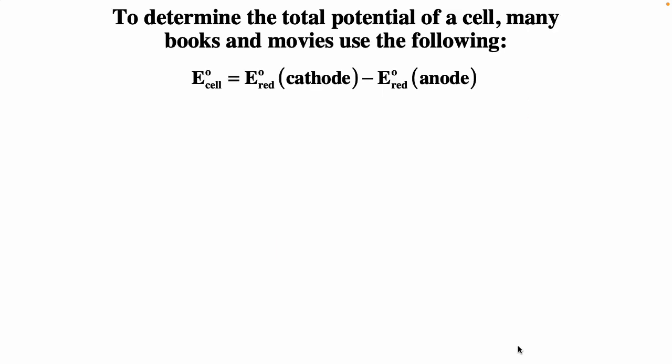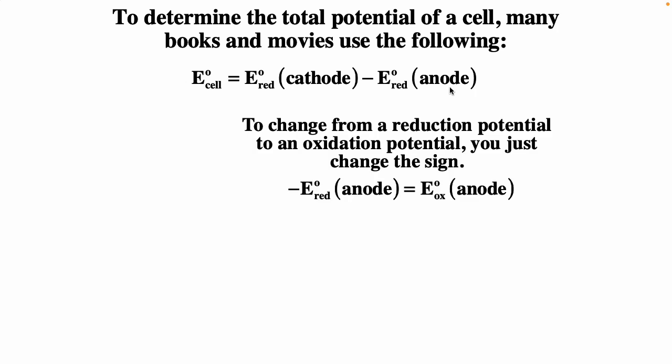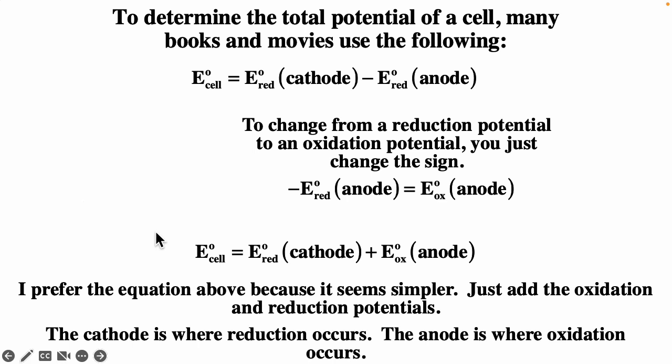Now sometimes this equation is used in textbooks or movies. The cell potential is equal to the reduction potential at the cathode minus the reduction potential at the anode. The anode is where oxidation occurs. And so minus the reduction potential at the anode is the same as the oxidation potential at the anode. And so I think it's a little bit easier to understand that the cell potential is equal to the reduction potential plus the oxidation potential. So I always do it this way.